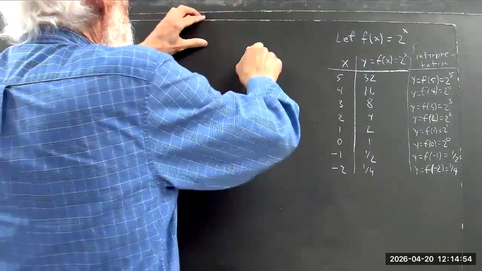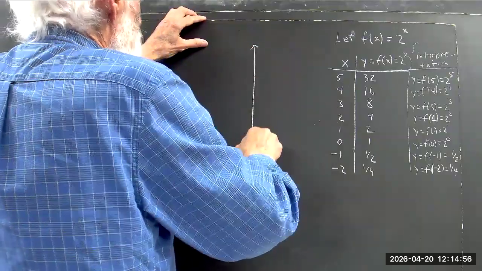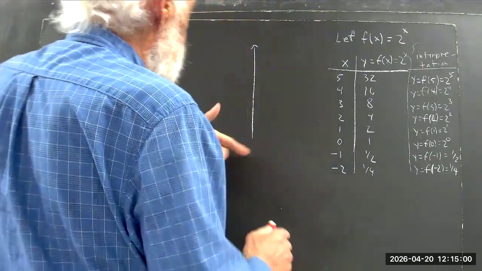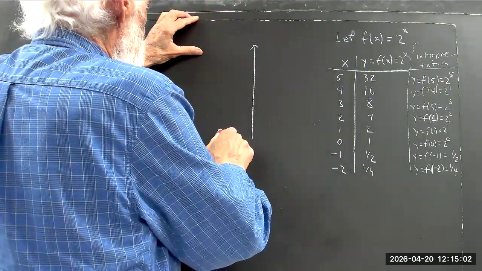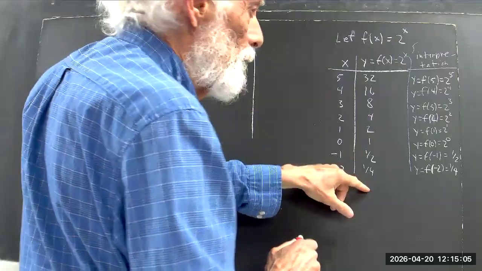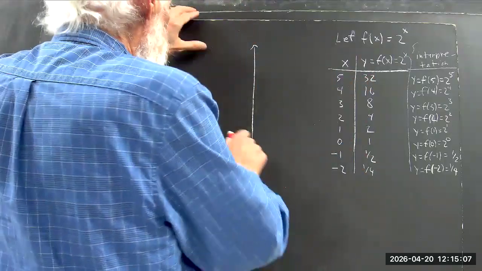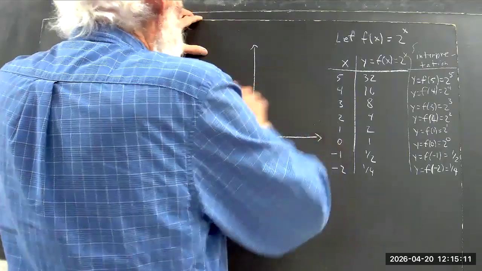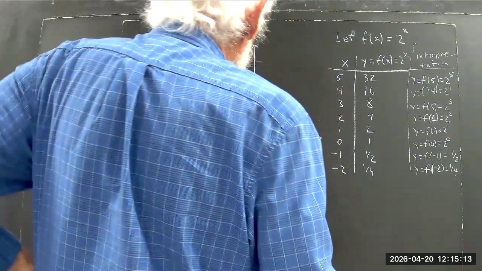If this is my y-axis, my x values go all the way out to 5. My y values only go to -2. Also, all my y values are positive. None of them are negative. So I put the y-axis way down here and give myself room to go out to 5. Okay?